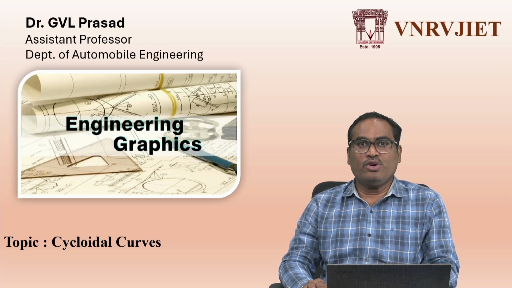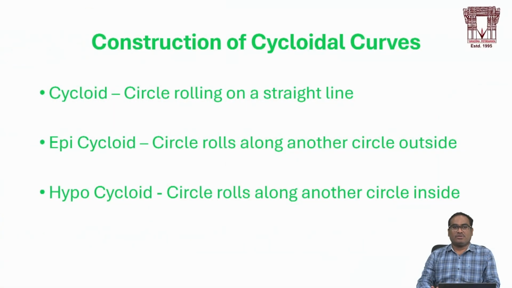In this video, I will show you how to draw cycloidal curves using AutoCAD. A cycloid is a curve path traced by a point on the circumference of a rolling circle. If the circle rolls on a straight line, a cycloid forms. If the circle rolls on another circle outside, it forms an epicycloid; when it rolls on another circle inside, it forms a hypocycloid.